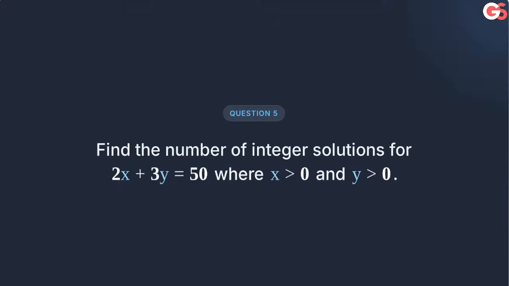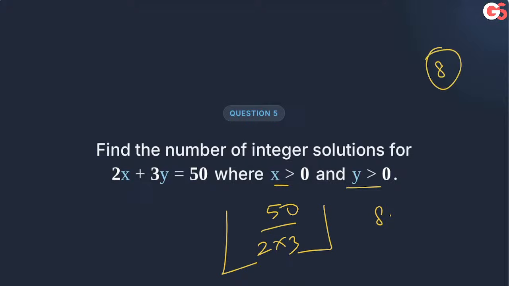Okay, coming to the next one. 2x plus 3y, both are greater than 0. That means we're talking about positive solutions. 50 upon 2 into 3, या whole इसका ले लो, ये greatest integer ले लो, floor function. 50 upon 6, 8 point something is there, so answer is exactly 8. We don't need to add or subtract anything from here. Got this? Chalo. Next.